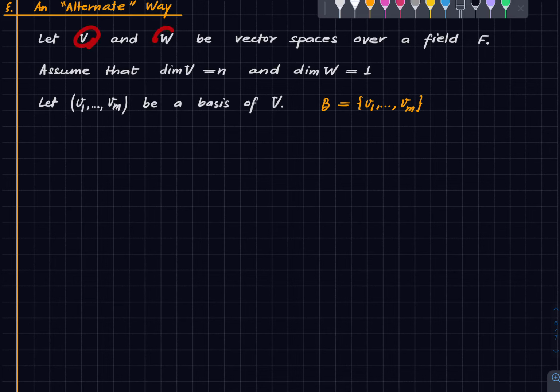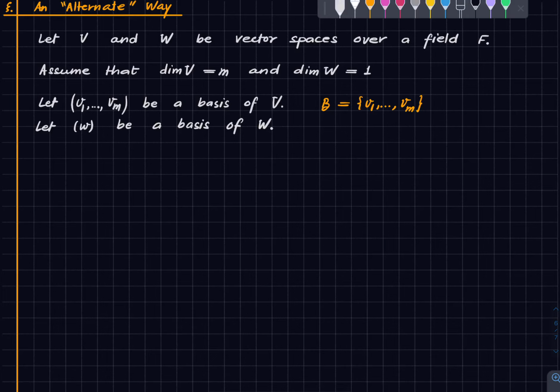So suppose again we have two vector spaces V and W over a field F, and for the sake of understanding, suppose V is some m-dimensional vector space, but W is for the moment one-dimensional. Okay. So fix a basis for V, and since W is one-dimensional, we have a list of size 1 as a basis for W. So this is a basis for W.